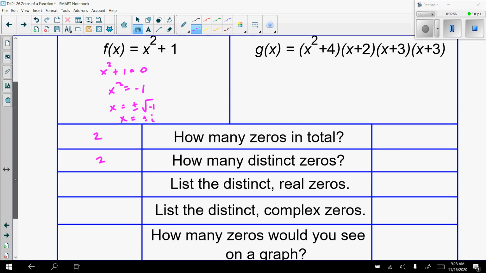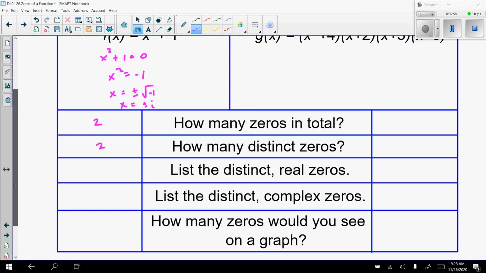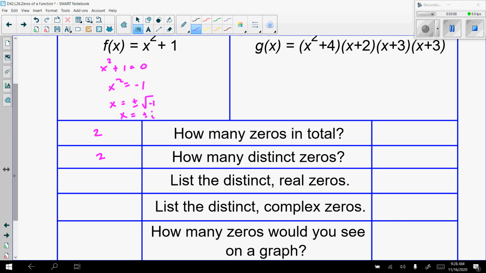Let me move this up a little bit. The next question, list the distinct real zeros. Well, there are none, because if we see, they are both imaginary. And again, these are my zeros right here: x equals plus and minus i. Next, list the distinct complex zeros. Well, we already saw complex are ones that include imaginary numbers, so plus and minus i.